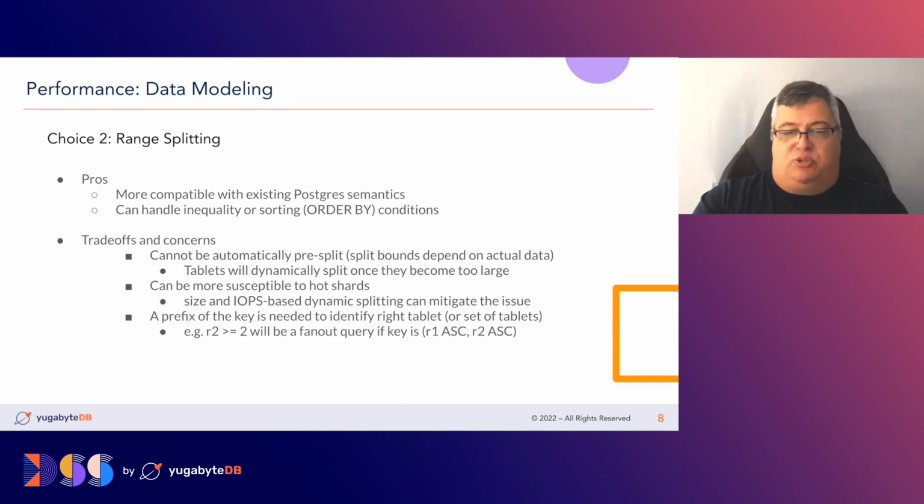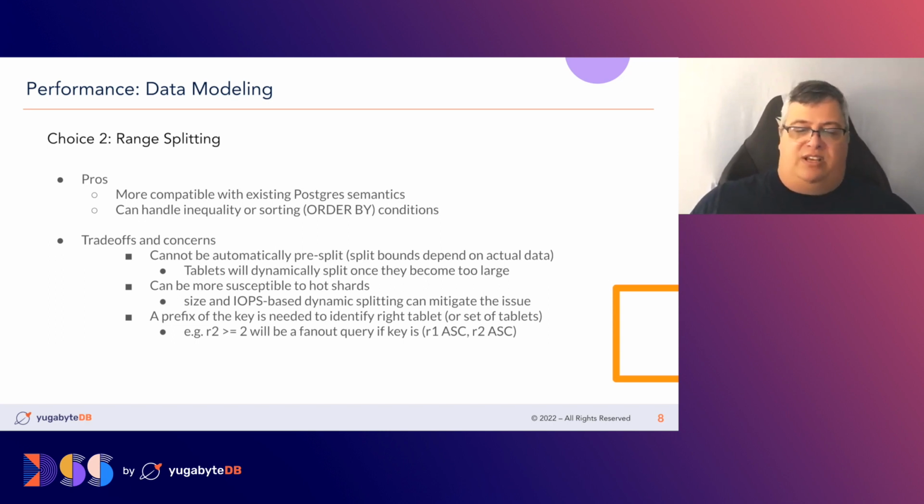So some of the trade-offs with this one are it's very difficult to pre-split when you do range splitting. We do allow you to use what's called the split at values clause, but basically you have to know what the actual values are before you specify them. It can also be susceptible to hot shards. In other words, a certain range of values may always get hit. So you may find yourself always going to 1 or 2 shards when you really want it to go to as many different shards as possible.